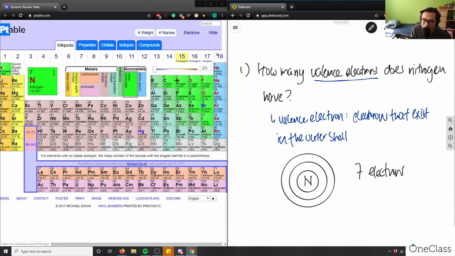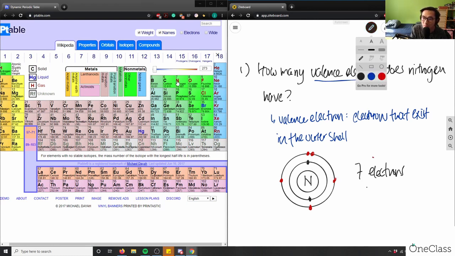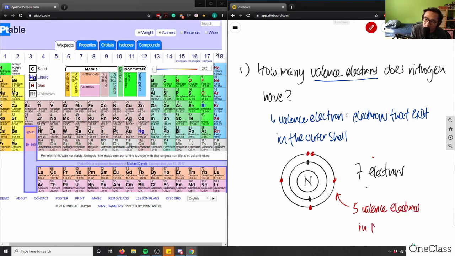Seven electrons here. We have two electrons in the first shell, one and two here. If I have two electrons in the first shell, I'm going to have five electrons in my second shell. Let me do this in red because these will become our valence electrons: one, two, three, four, and five. So I have seven electrons in total, two in the first shell and five in the second shell, denoted in red. Our valence electrons are in our outer shell, which means my answer is five valence electrons in nitrogen.